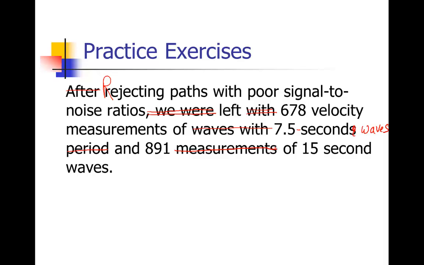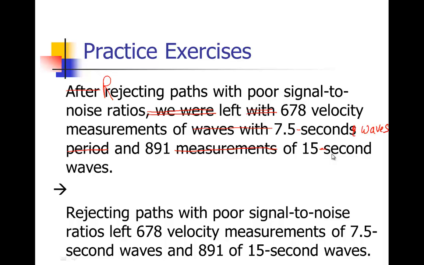So notice there's a lot of little words we can drop. We don't need to repeat measurements. We probably don't need that word period in there. So there's a lot of little things we can drop from this one. So this one goes to: rejecting paths with poor signal to noise ratios left 678 velocity measurements of 7.5 second waves and 891 of 15 second waves.